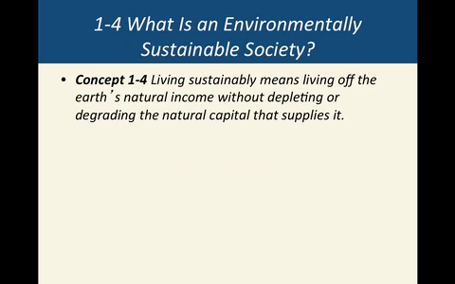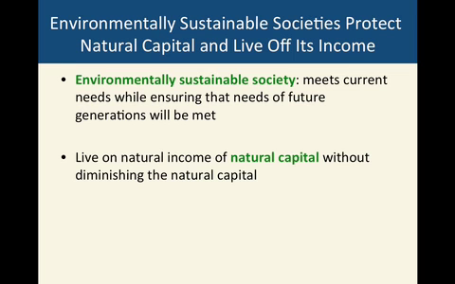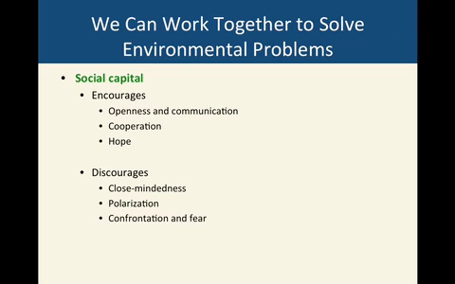Section 4, last section. If we're going to have an environmentally sustainable society, we want to make sure that our needs are met while also current, or not just current, but future generations' needs will also be met. So we want to live with that natural capital without diminishing how much there is for future generations. So the idea is, how can we do this? Well, we can encourage things like communication, cooperation, and hope, and discourage things like closed-mindedness, polarization, and fear.